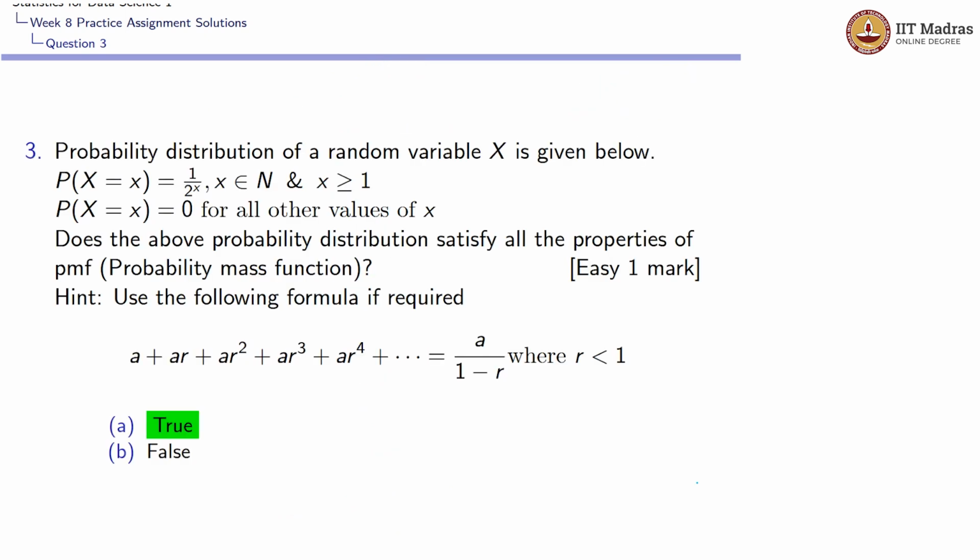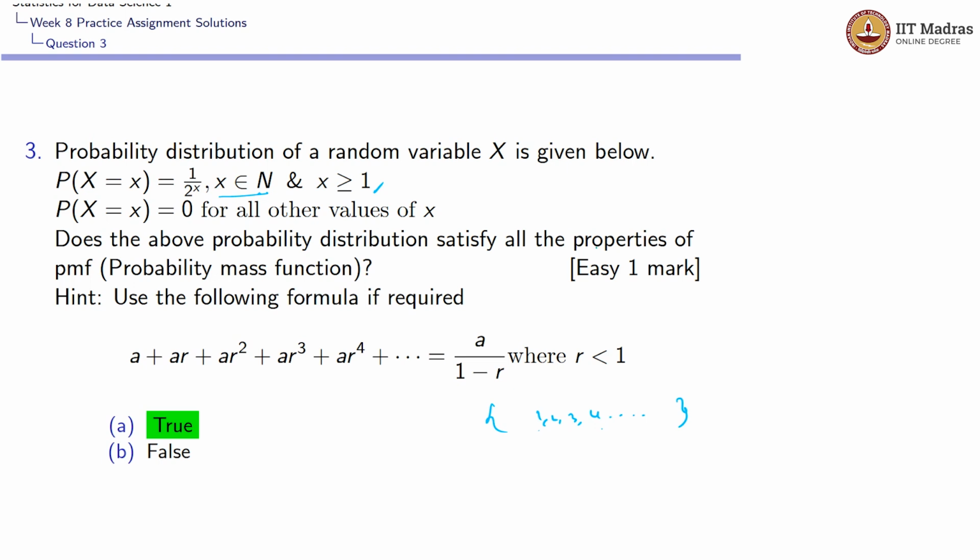If we move on to the next question, which is the third one, they are saying that the probability distribution of a random variable x is given below, which is this. The value is 1 by 2 power x for all x belonging to N, and x is greater than or equal to 1, where N is nothing but natural numbers. So that would be 0, 1, 2, 3, 4 and so on. They are also saying that x should be greater than or equal to 1, so 0 won't be there, remaining all will be there: 1, 2, 3, 4 and so on. And P of x would be 0 for all the other values of x.